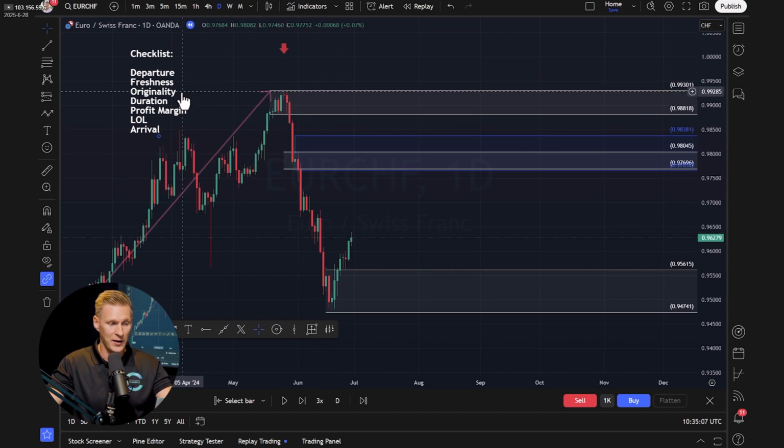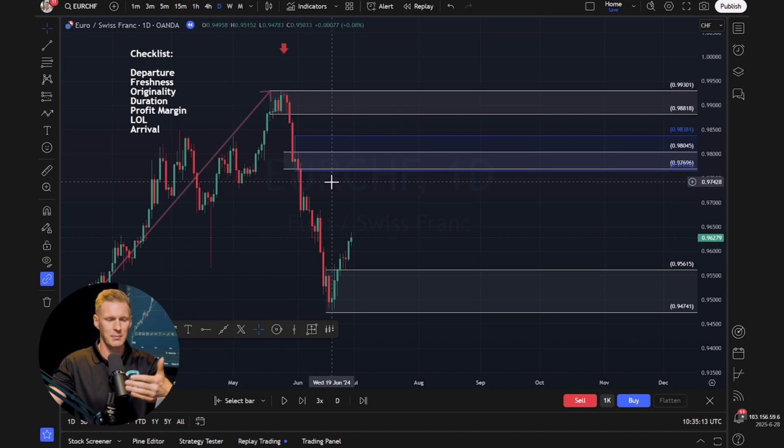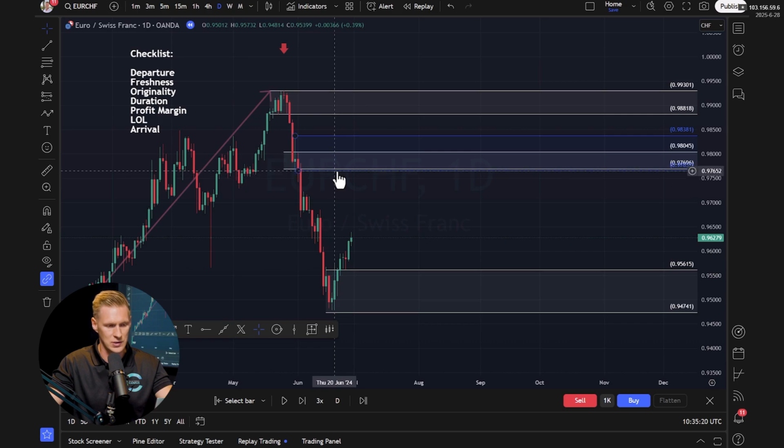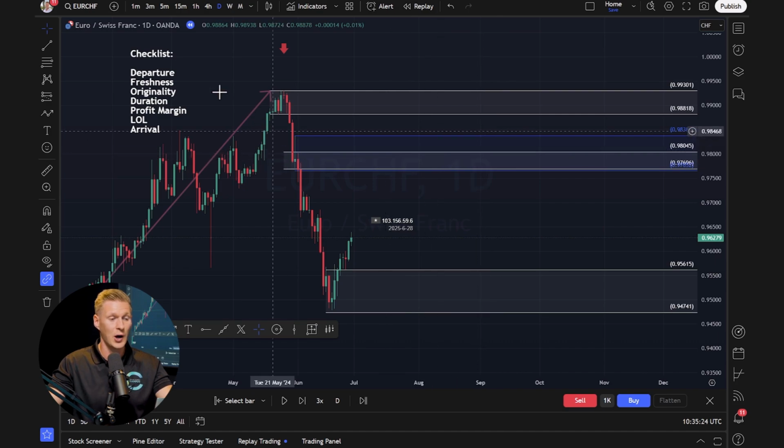Freshness. We have to check the freshness, yes, on the wider version, right? But here, not necessary. Please look to the right. You can see that we never tested our zone, right? Not on wider and of course not on the preferred version. Never, never, never. That's great.